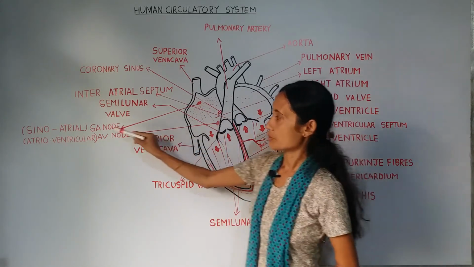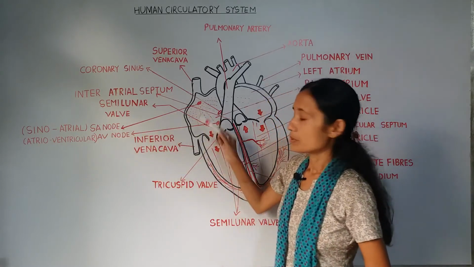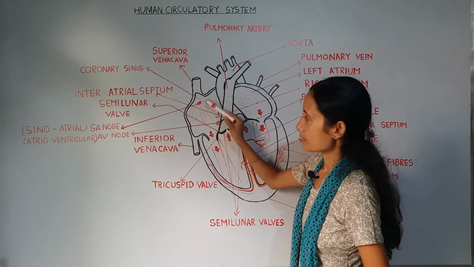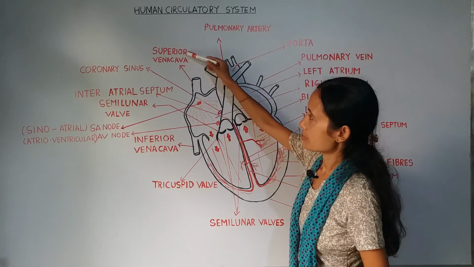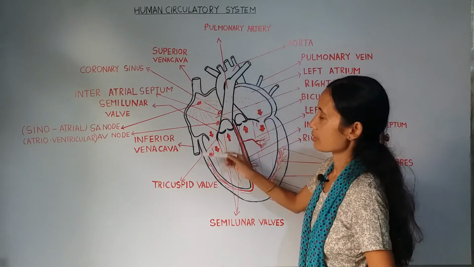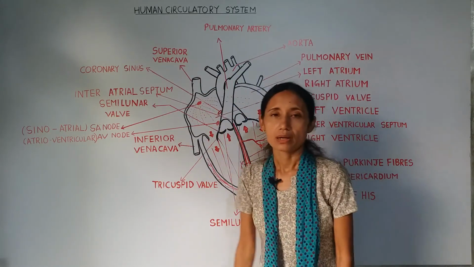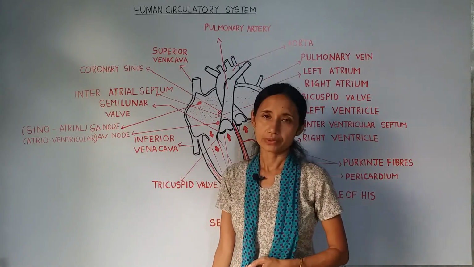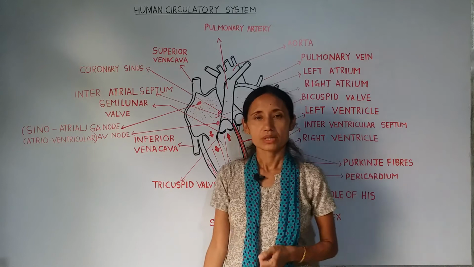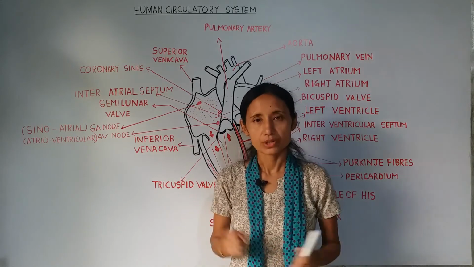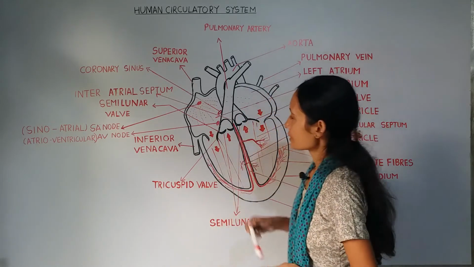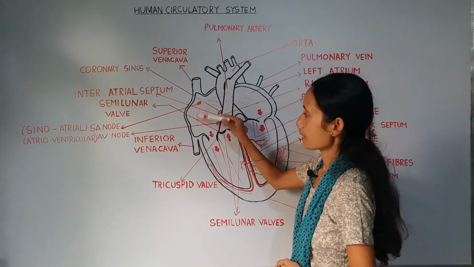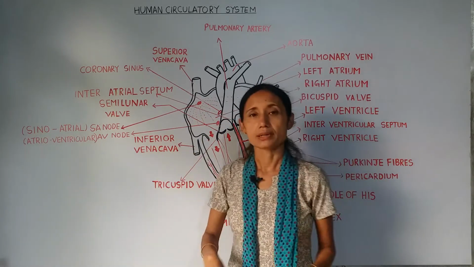And the part where the contraction initiates is called the SA node, or sinoatrial node. We can see it on the right wall of the right atrium, just near the opening of the superior vena cava. There is a group of cells, a mass of tissue called the SA node. This sinoatrial node is responsible for the initiation of contraction of our heart. The contraction will be passed to the left and the right atrium, spreading in concentric circles.